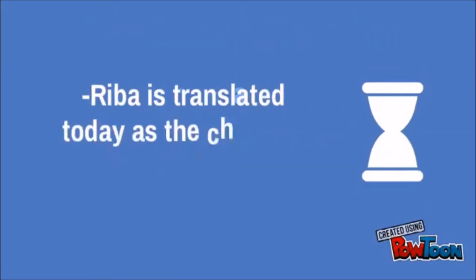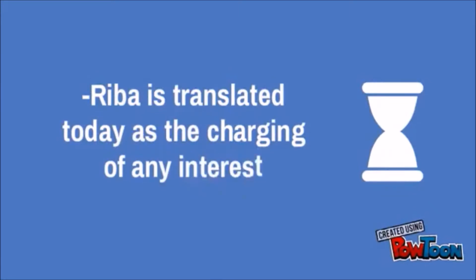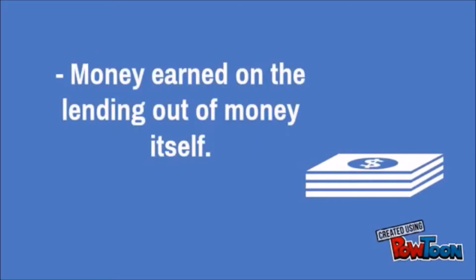Riba is translated today as the charging of any interest, meaning money earned from lending of money itself. The prohibition of paying or receiving fixed interest is based on the Islamic tenet that money is only a medium of exchange, a way of defining the value of things. It has no value in itself, therefore it should not be allowed to give rise to more money via fixed interest payment.